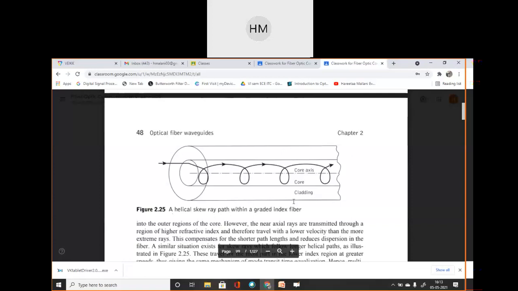Then this is the helical skew ray path within a graded index fiber. How skew rays propagate within the graded index fiber is shown in the figure. So skew rays always follow a helical path. Complete this diagram. So moving ahead.